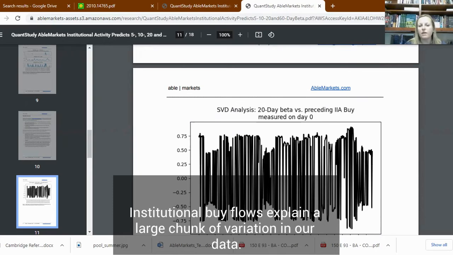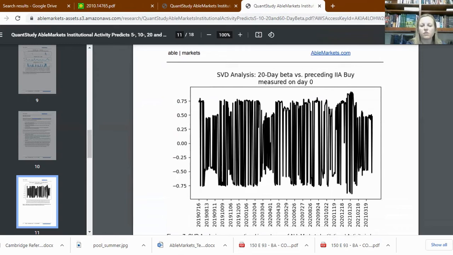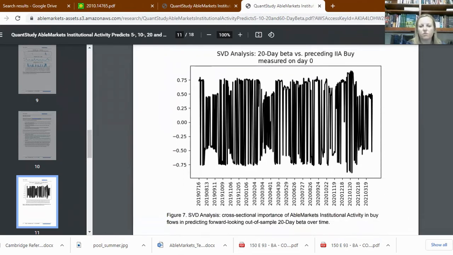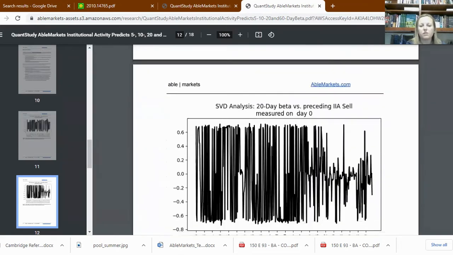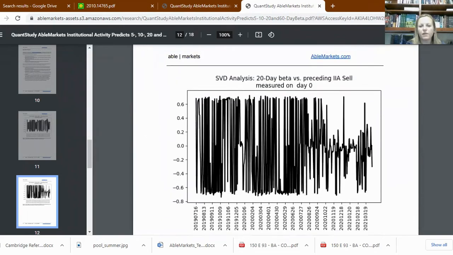So here's IAA by. It's very, very vivid, and it explains a large proportion of variation in the entire data set. Okay, so this is institutional activity buy flows. These are institutional activity sell flows. They're also very important. However, they become less important during periods of high volatility at the end here.